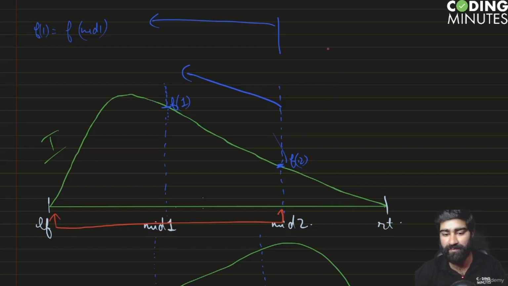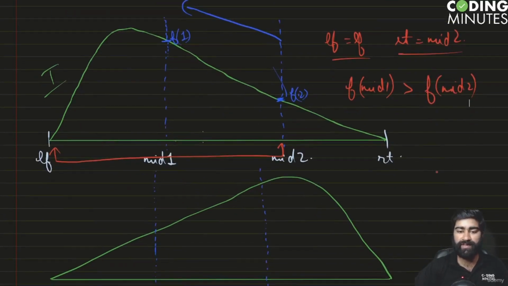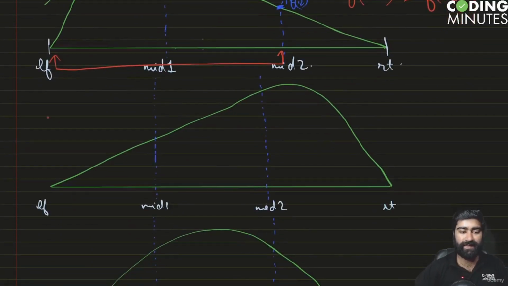So basically, if I have left and right initially, now what does it become? So left is equal to left because that's the new range, right? And right becomes mid2. And this is which case? When f of mid1 is greater than f of mid2. Cool. So that was the first case we observed. Now let's come to the second case. This is the second case.